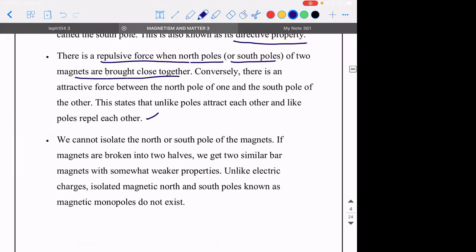And the last important property that we are supposed to know is, if I have a bar magnet, or for that matter any magnet, let's say it is of length L. And now I break it into two pieces of length L by 2 and L by 2. Can I say that this is the North Pole and this is the South Pole? No, sir. Because you cannot say it. Why? Because there is no concept of magnetic monopoles.